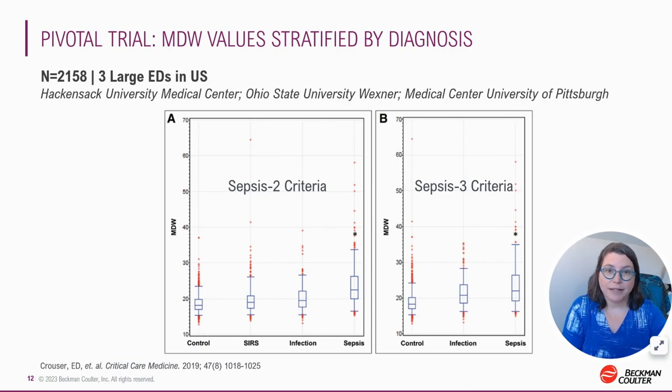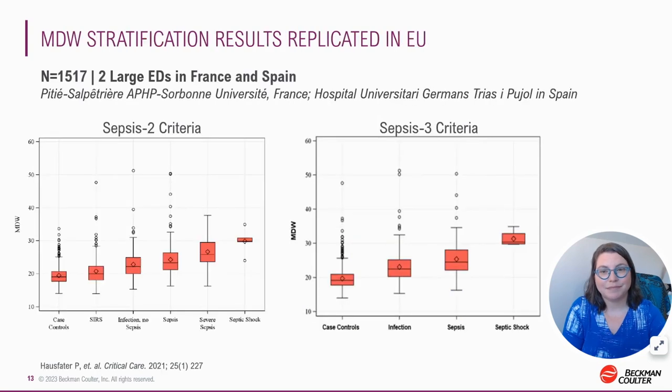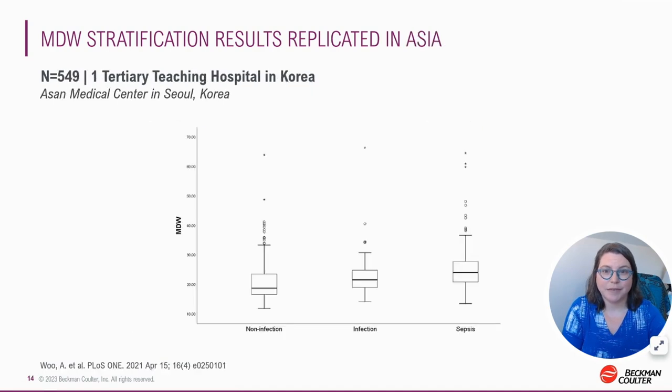Also, in both cases, the cutoff of 20 differentiates sepsis and serious infection from other lower risk patients. Similarly, a blinded prospective cohort study, which served as the pivotal trial in the EU, showed similar outcomes, where MDW value increases aligned with infection severity, whether using sepsis 2 or sepsis 3 criteria.